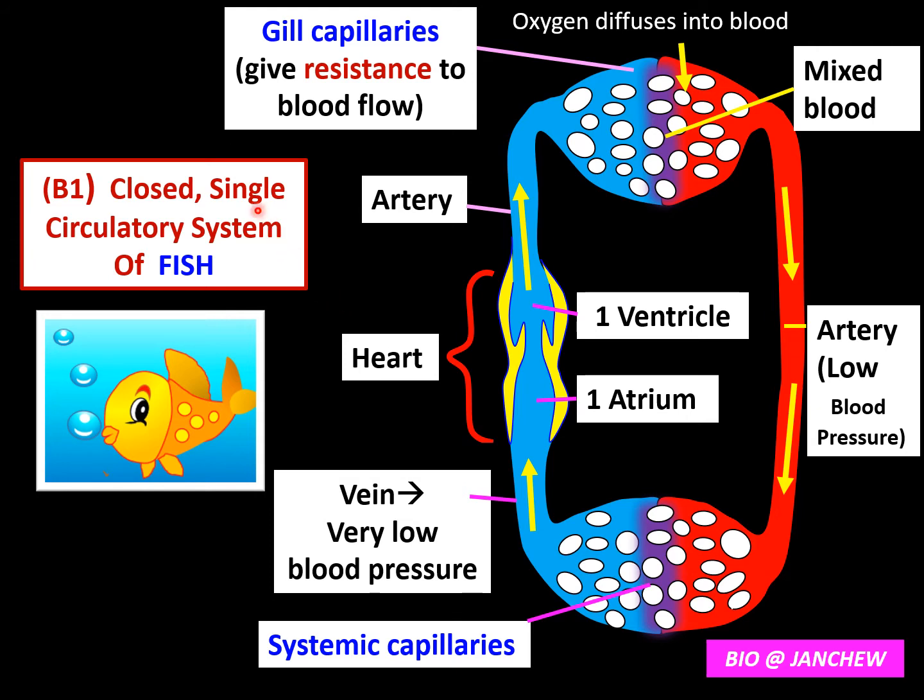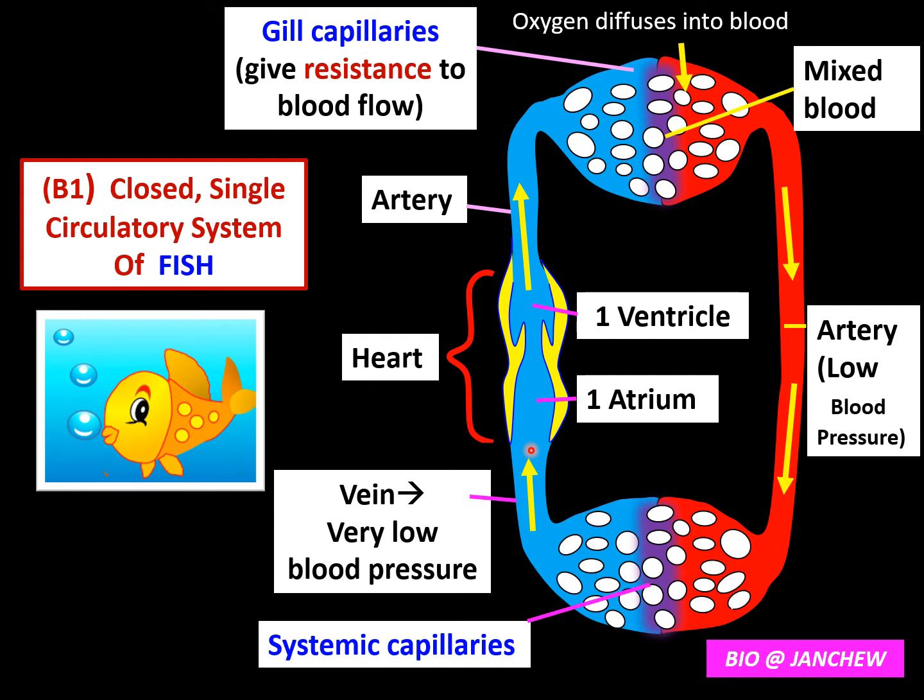The next point is we have to explain the single circulatory system. In a single circulatory system, blood flows through the heart only once in a complete cycle. Starting from this point, blood flows through the heart, once in one complete cycle, coming back to the same point, or in one complete circulation. Textbook says blood flows through the heart once in one complete circulation. Must mention the words in one complete circulation.